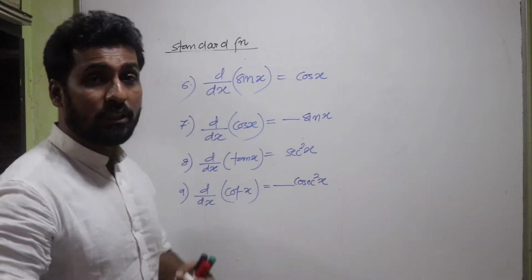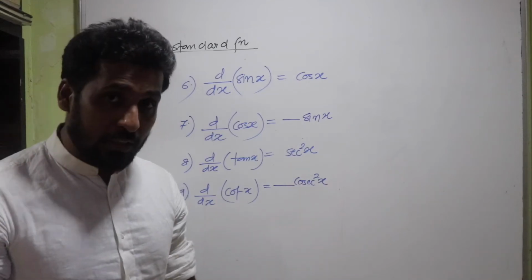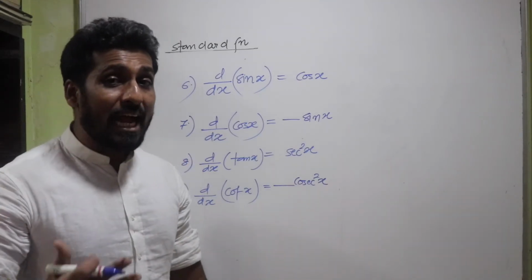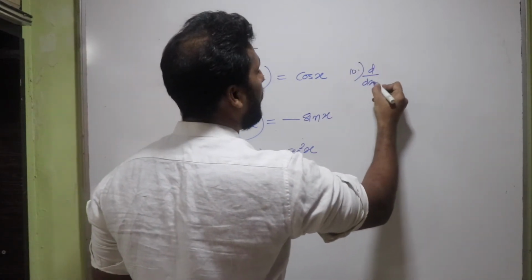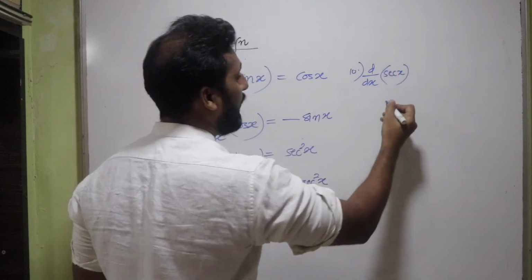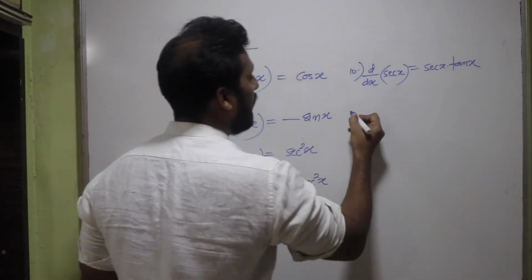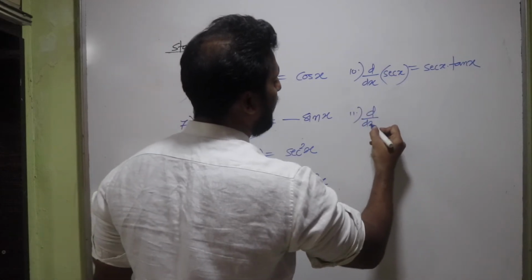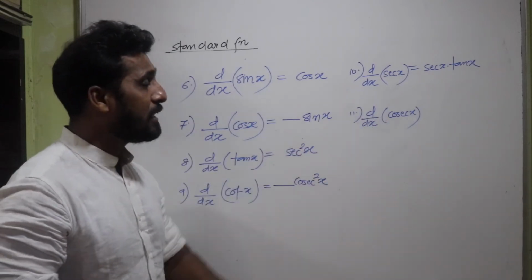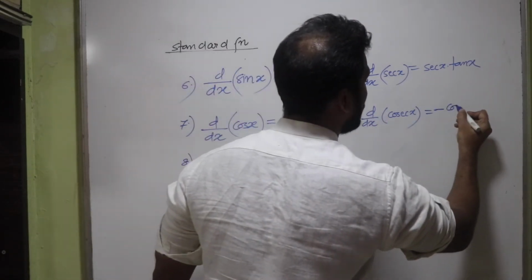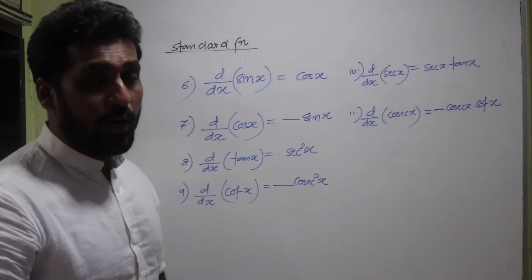Look at the standard functions: sine, cos, tan, cot. Can you think about the next 2 standard functions? Obviously it is sec x and cosec x. So the next one, the 10th one, is the derivative of sec x. The derivative of sec x comes out to be sec x into tan x, and the 11th one, the derivative of cosec x. So again a c has come, isn't it? Again a c has come. So I'll write the answer as minus cosec x into cot x. Got that part very clearly?